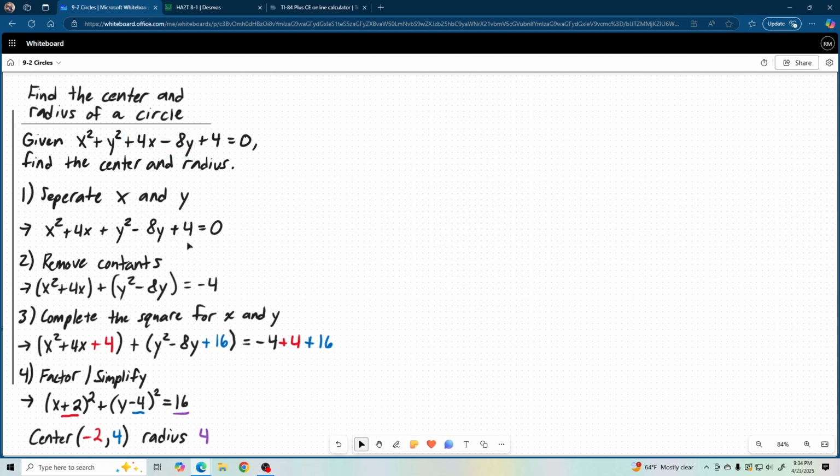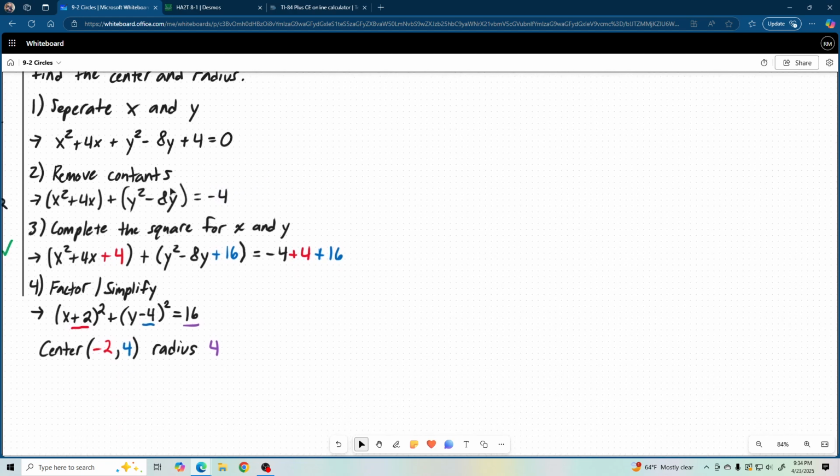We're going to remove the constants, right? So in this case, our constant was just this 4, right? So we're going to get rid of the 4 by subtracting 4, so we'll get -4. And now we're going to complete the squares. You'll notice that I kind of separated the x's and the y's here. We're going to complete the square for x, we're going to complete the square for y, and then we're going to make sure that we add both of those new numbers to this side, right?